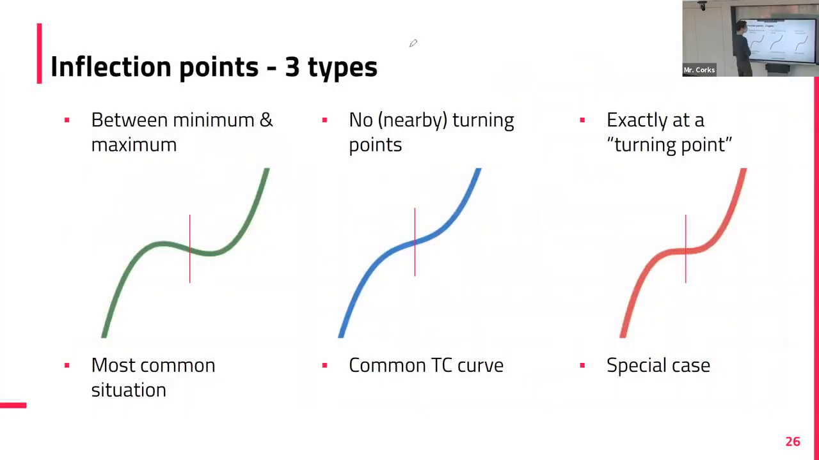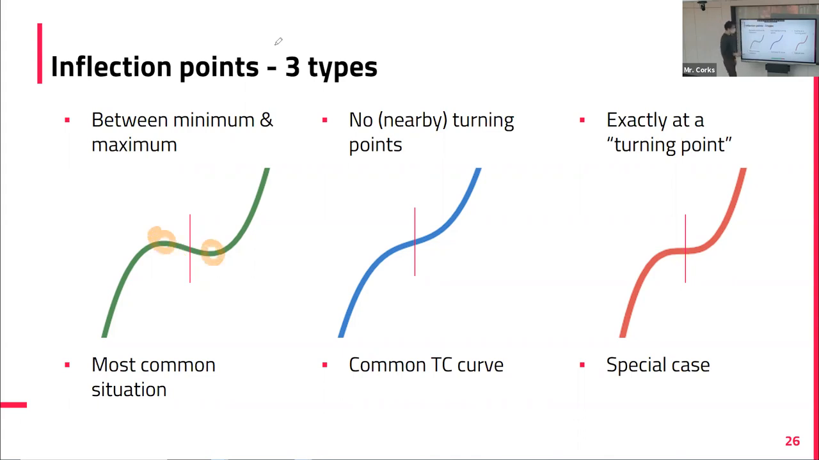Right? So types of inflection points. These are the three basic scenarios. We could have an inflection point, or most commonly, they would be right between two turning points. So there's a maximum and then a minimum nearby, or we could have the reverse situation and it's a minimum and then a maximum nearby. So nearby turning points is one scenario.